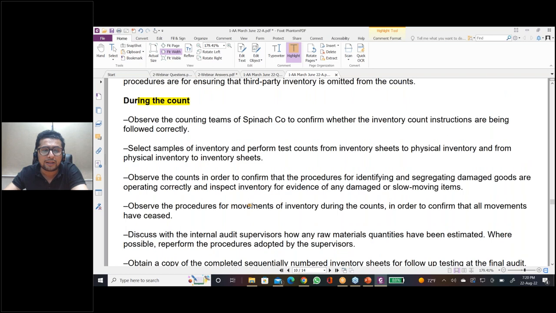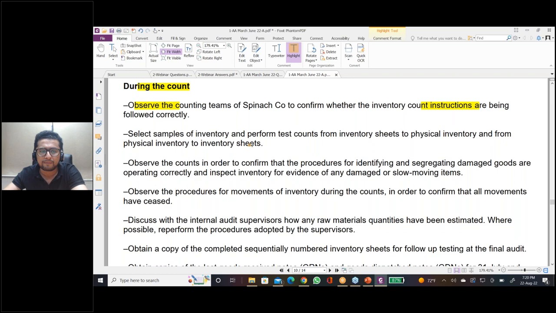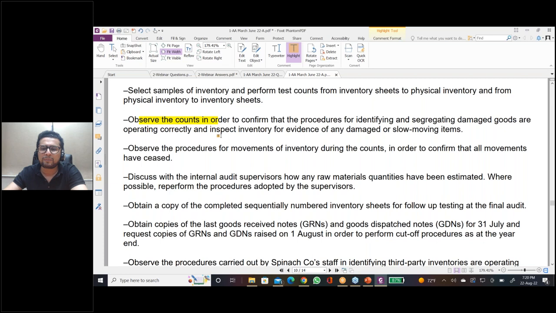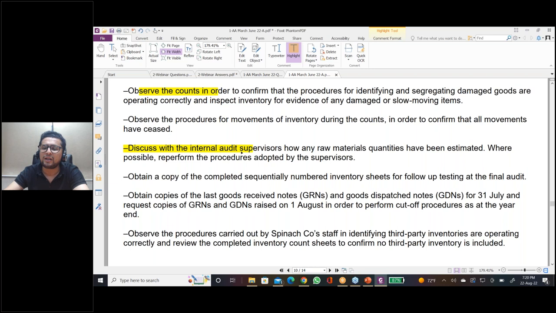What about during the count? A, observe the teams whether the instructions are being followed or not. Maybe you could observe the counts in order to confirm that the procedure for segregating the damaged items or the slow moving items are being followed or not. Maybe you would like to have the discussion with the internal audit supervisor in order to verify how they would quantify the work in progress or what methodologies they are going to use.